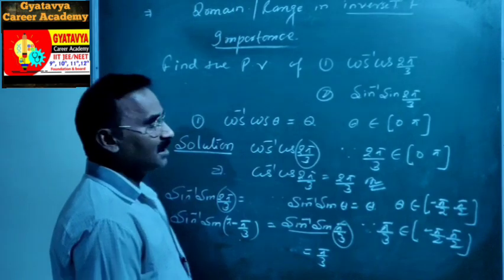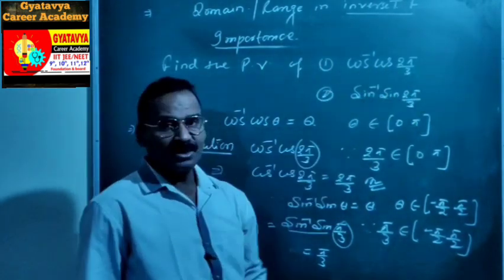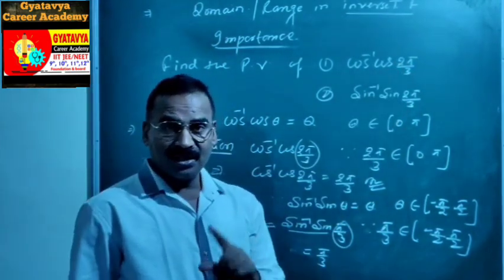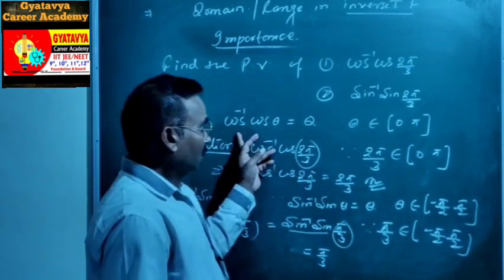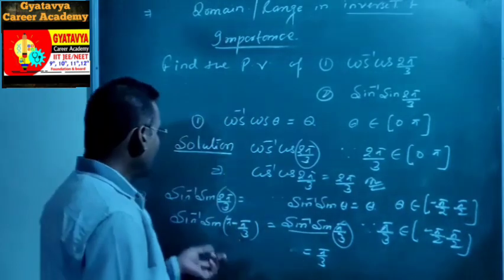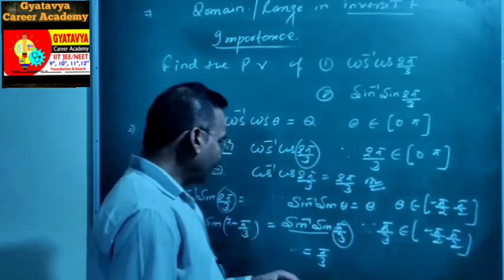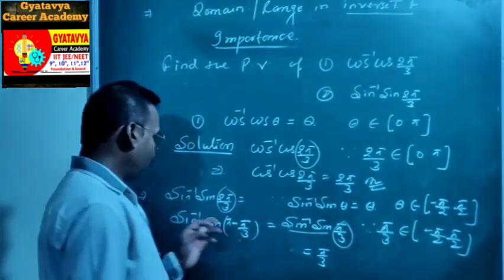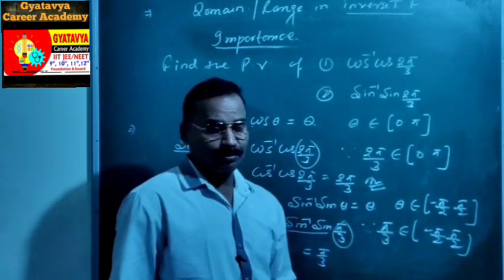So there is a basic difference between both problems. Cos inverse cos 2 pi by 3 gives the value only 2 pi by 3, because 2 pi by 3 lies in the range. Okay, now sine inverse sine 2 pi by 3 gives the value pi by 3, because 2 pi by 3 is out of this interval. So to be in the interval, we have to conclude this angle 2 pi by 3 in this interval minus pi by 2 to plus pi by 2.